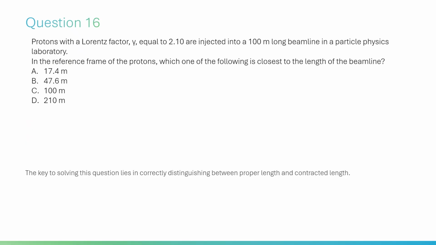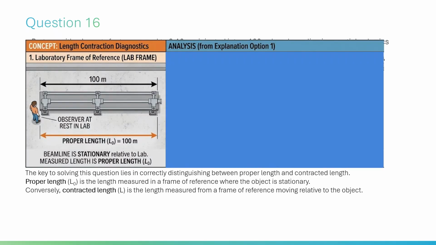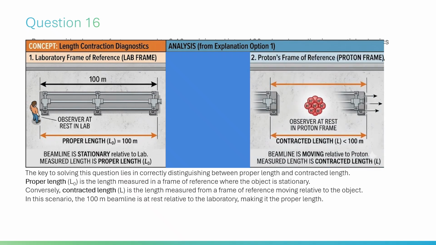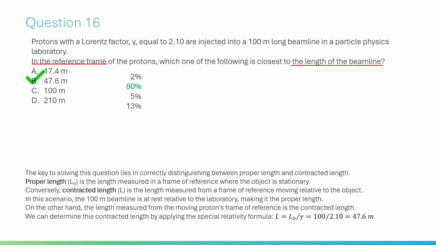The key to solving this question lies in correctly distinguishing between proper length and contracted length. Proper length, L0, is the length measured in a frame of reference where the object is stationary. Conversely, contracted length, L, is the length measured from a frame of reference moving relative to the object. In this scenario, the 100 m beam line is at rest relative to the laboratory, making it the proper length. On the other hand, the length measured from the moving proton's frame of reference is the contracted length. We can determine this contracted length by applying the special relativity formula.